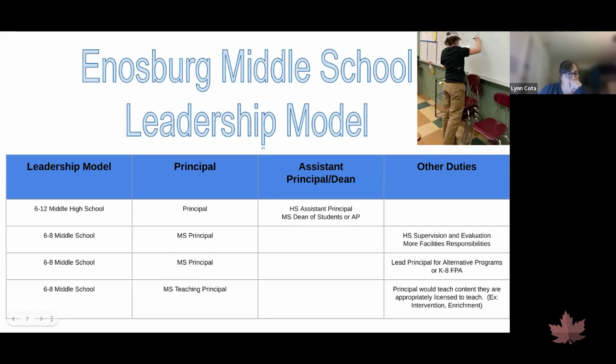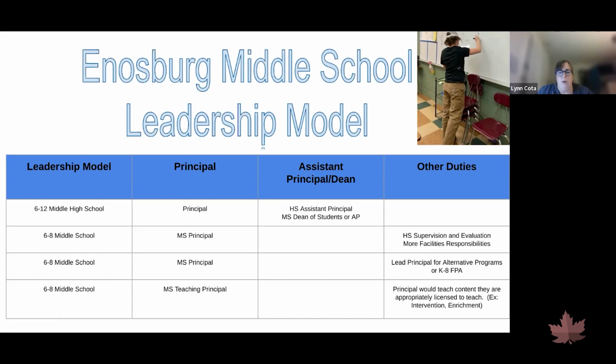The first is structuring it more like a typical high school 6-12 model, where you'd have one principal responsible for the 6-12, but you would divide that up. You have right now a high school assistant principal.